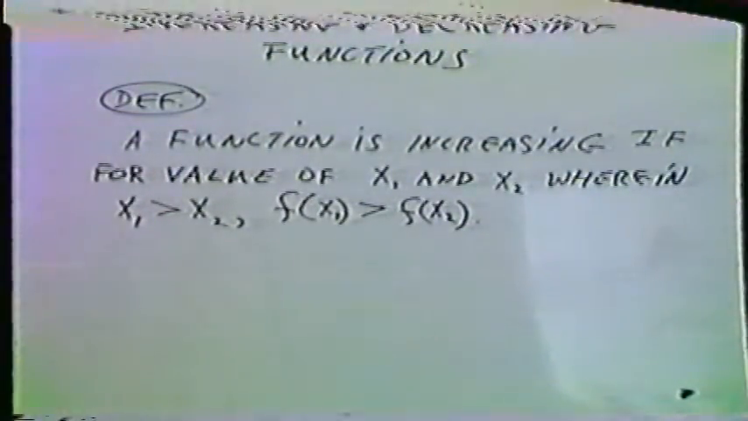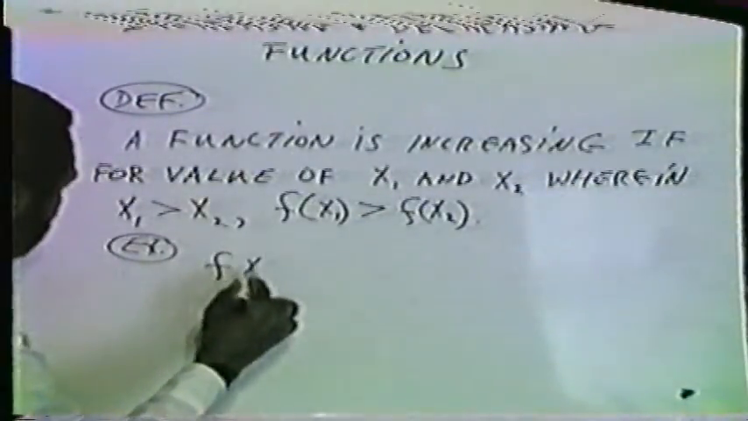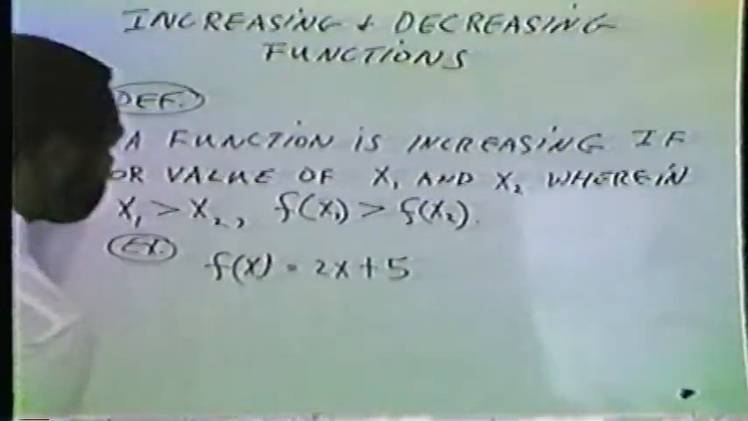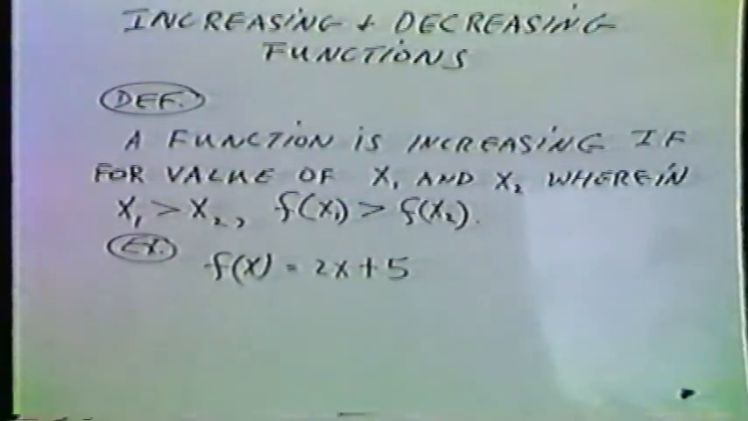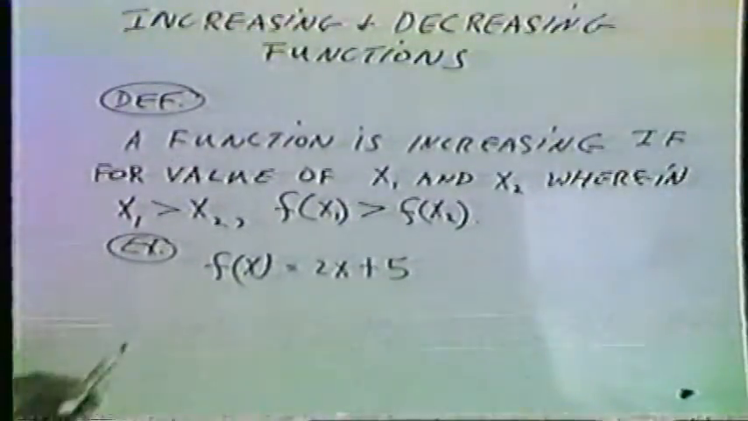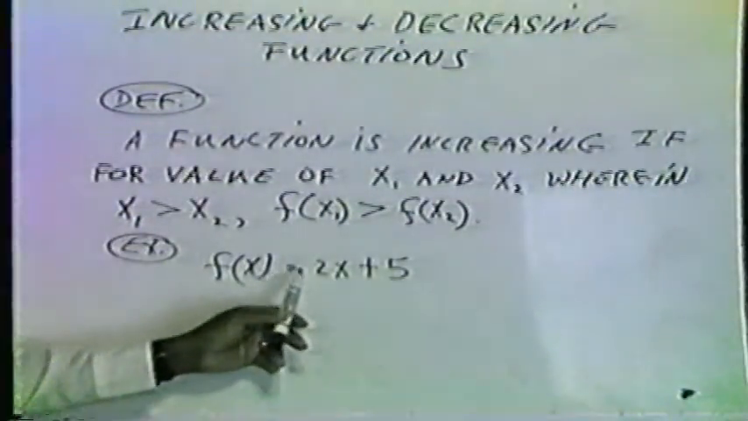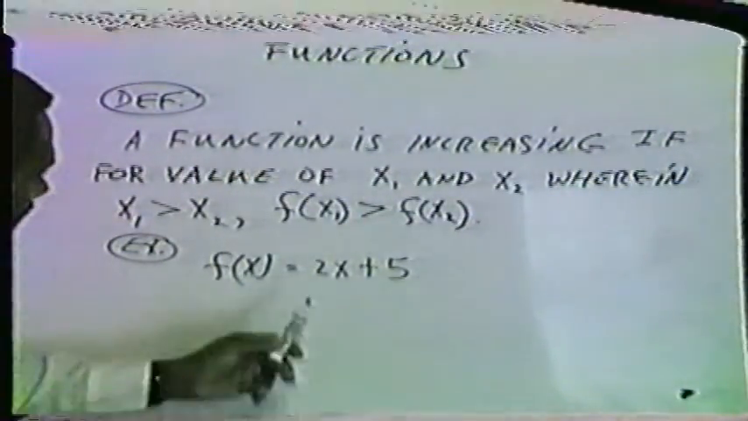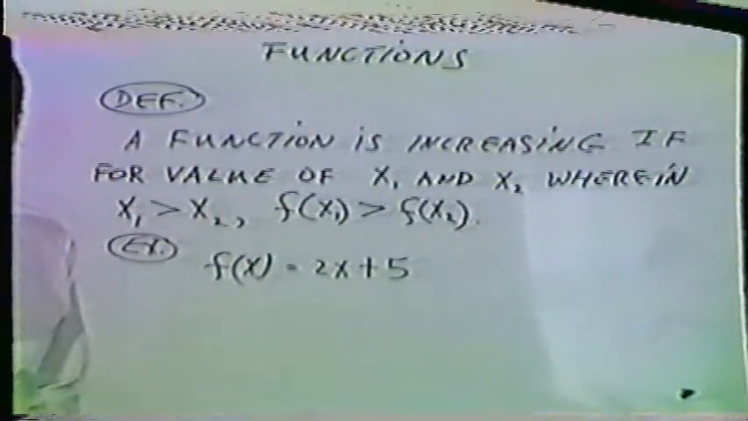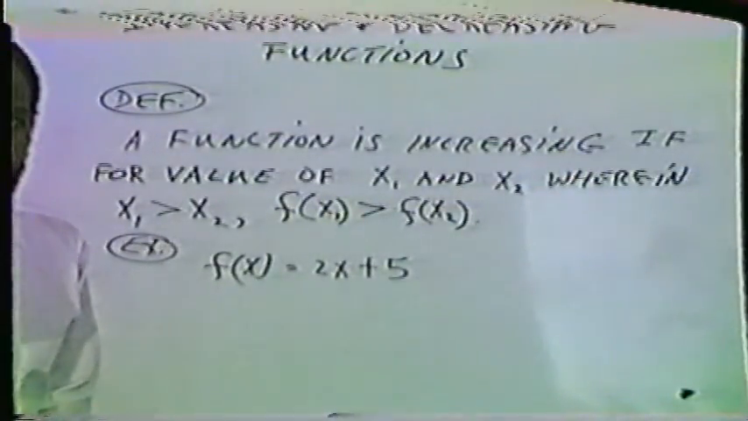For example, suppose we have this function, f of x equals 2x plus 5. And suppose that we want to determine whether or not this function is increasing or decreasing. Now, as you look at this function, what kind of function is this? Is it a linear function? Is it a quadratic function? What kind of function is it? If you said linear, you're right.